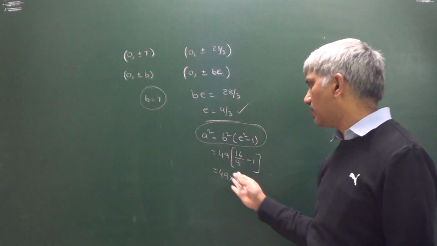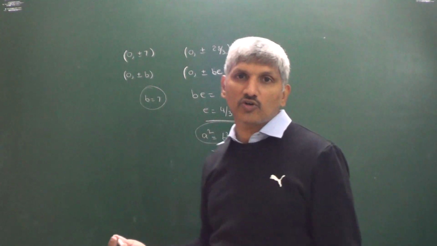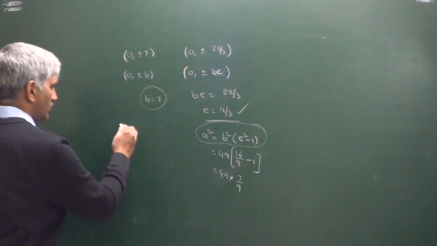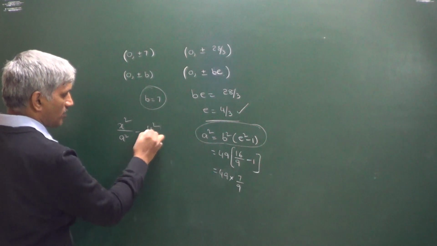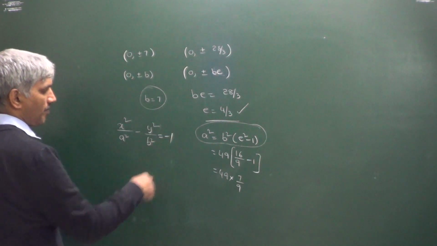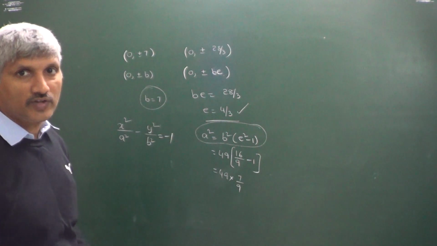You know b value and you know a value, then we can find out the equation of hyperbola. The equation of hyperbola is x square by a square minus y square by b square is equal to minus 1, because it is the second form of a hyperbola.